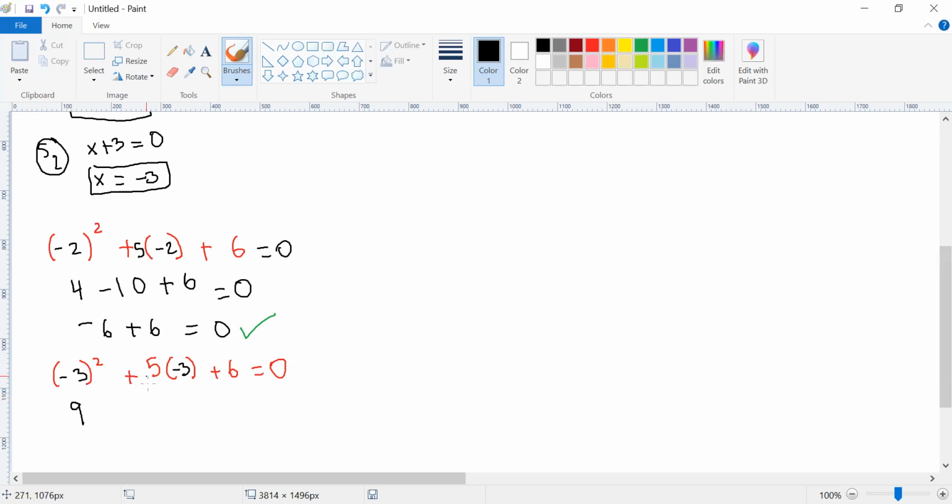Then we're going to multiply 5 times -3. So that's -15, and this is plus 6, and it's equal to 0. So 9 minus 15 is equal to -6, plus 6 gives you 0. And that is true. Another way you can recheck this is by graphing it.